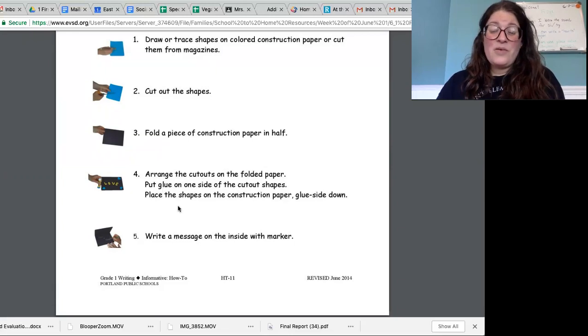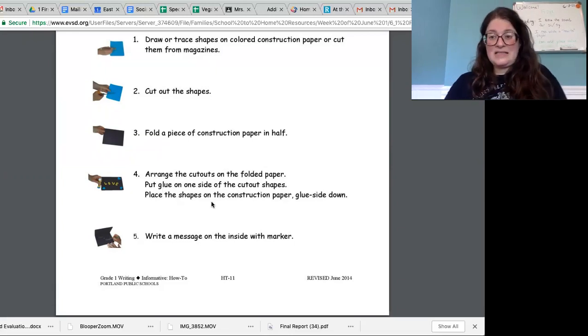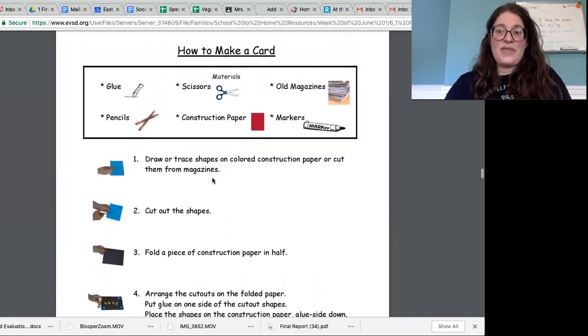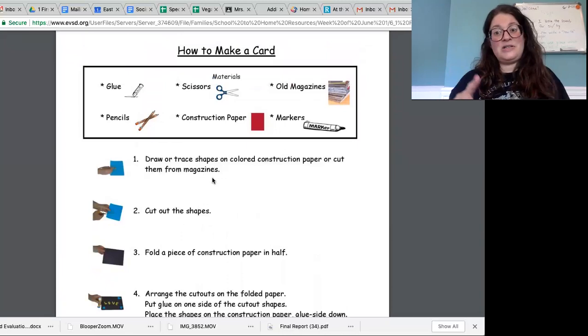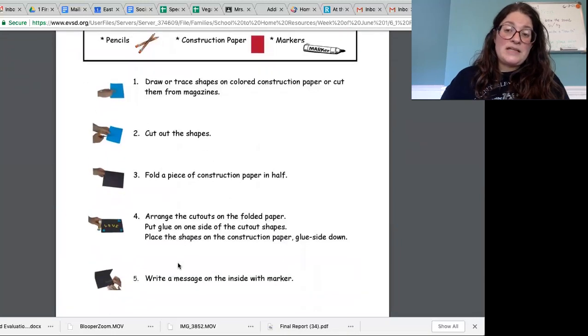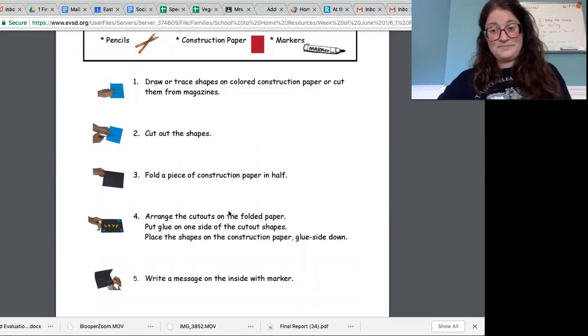Other ones have more than one sentence because maybe that step takes more information of things to do. Step 5, write a message on the inside with marker. So I want you to pick something that you know how to do and teach someone else to do it, breaking down the steps. It doesn't have to be 5, it could be more, it could be less. You get to pick and draw a little picture next to it to help.